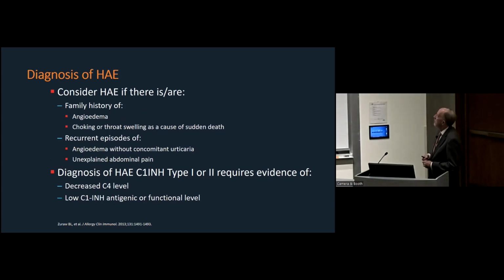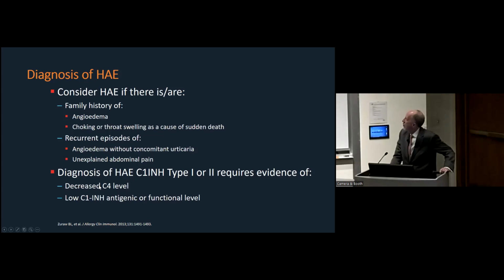So when do you consider the diagnosis of hereditary angioedema? Family history of swelling, family history of choking or throat swelling, or sudden death. Or if they have episodes of angioedema without urticaria, or unexplained belly pain. And then to make a diagnosis, you've got to find a low C1 inhibitor antigenic or functional level. 95% of them have a low C4 level, which is the test that we recommend be obtained as a screening test. 95% of the time, this is low, even when patients are not swelling. So it's a cheap test, easily obtainable. The ER won't do it because it can't get it stat, and they don't want to follow it up the next day. But I wish we had a way to do that.